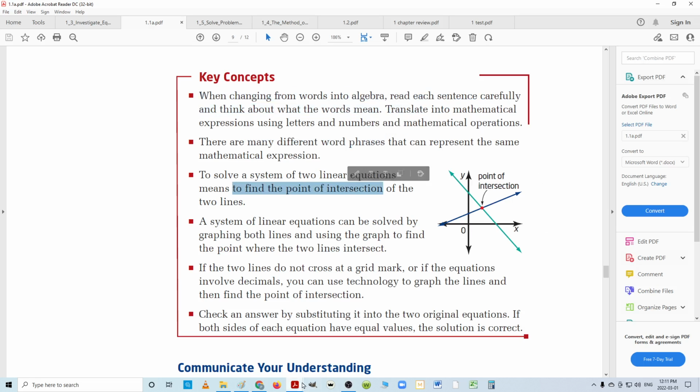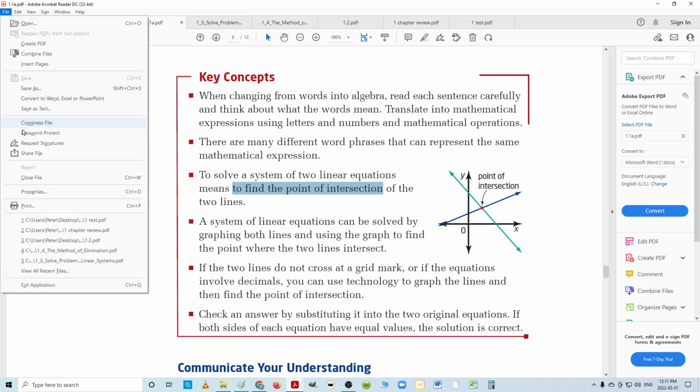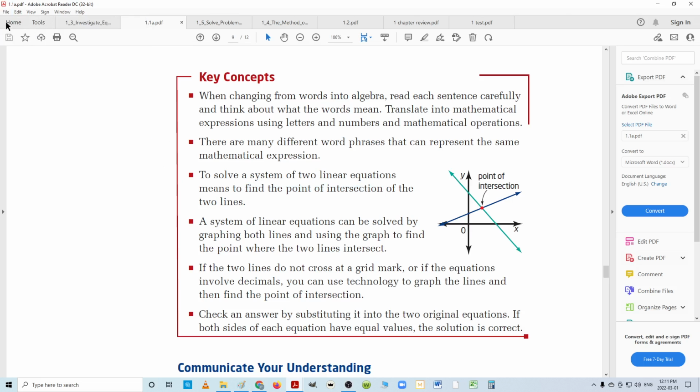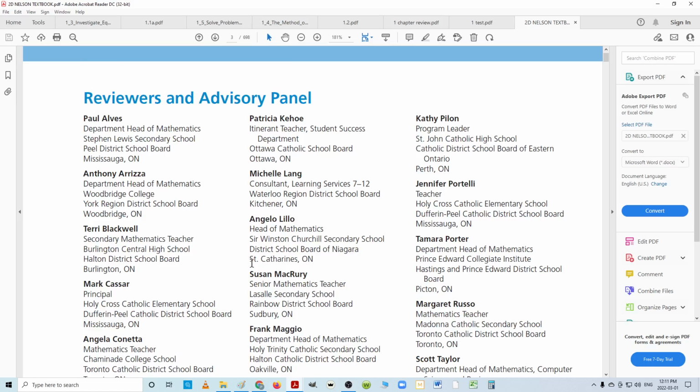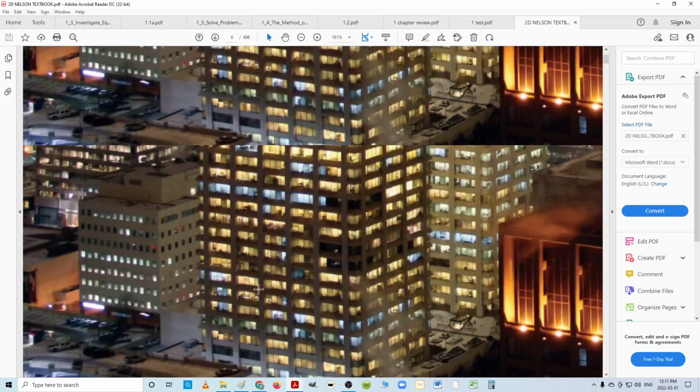And there's another textbook as well that I actually prefer to the McGraw one. It's called the Nelson one. And let's see if I have it. I don't know if I have it. Home, recent. There it is. So we're going to go down here. Nelson Advanced Functions textbook. And the reason I like Nelson a little bit more is their summaries are a little bit clearer at the end.